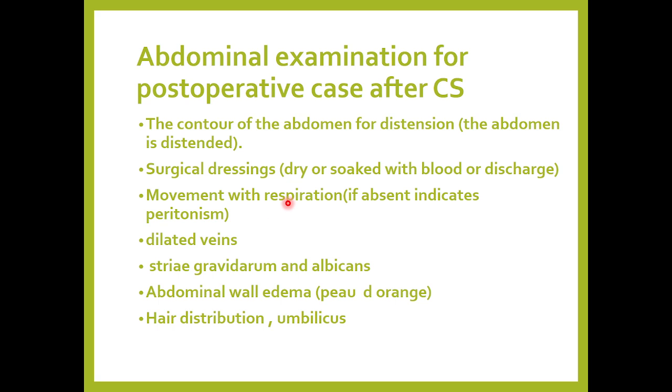The surgical dressing: is it a dry, clean dressing, or is it soaked with blood or discharge? The movement with respiration is very important. If absent, it indicates peritonism. Look for any dilated veins, striae gravidarum and albicans.